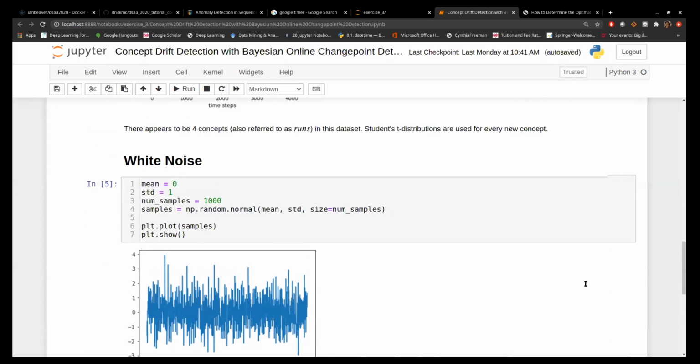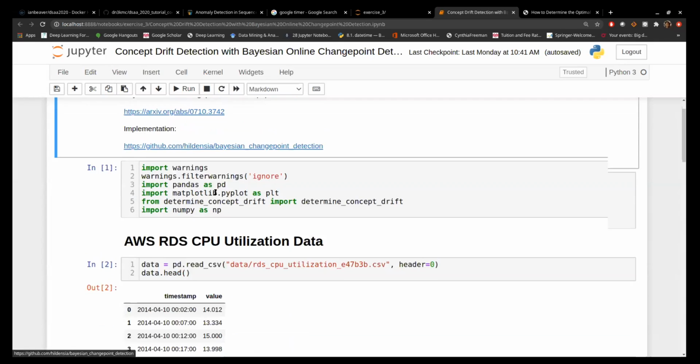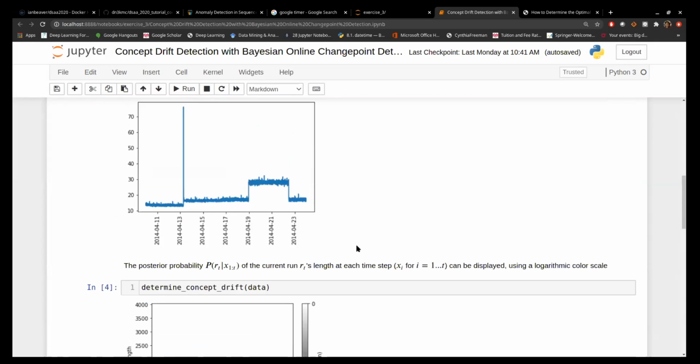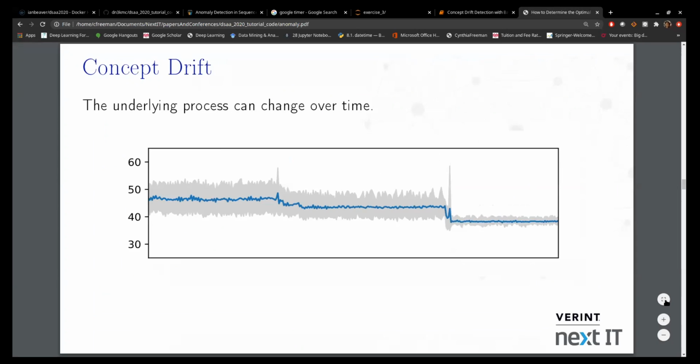So that's a demonstration of how one could use this interesting library to find these kind of mean shifts in your data, which is very useful if you don't know how many you have beforehand, which is necessary in online settings, right, especially. So let's go back here.